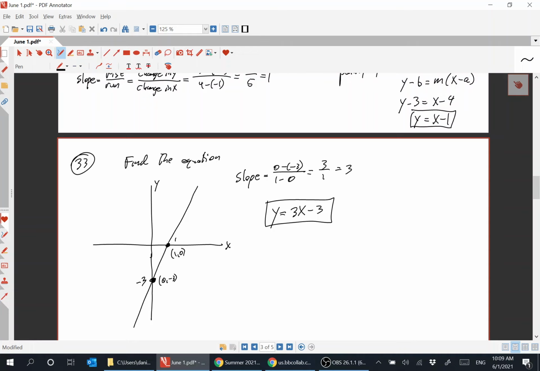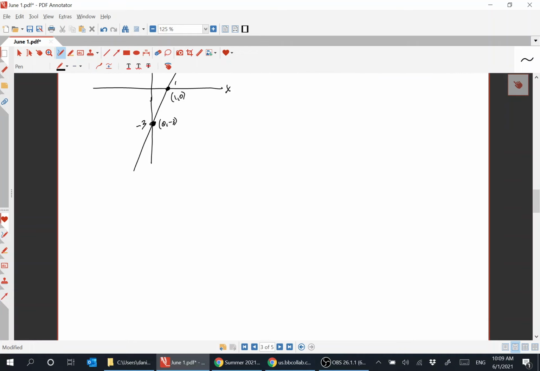Don't worry about 36 for now. Number 39: the line through the point (1, 2) and parallel to this line.